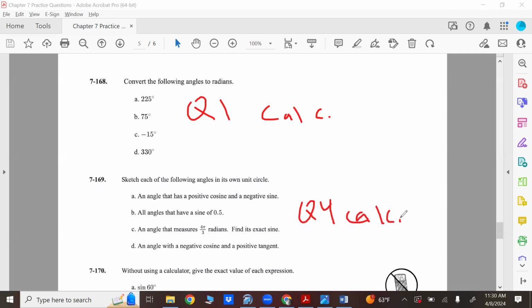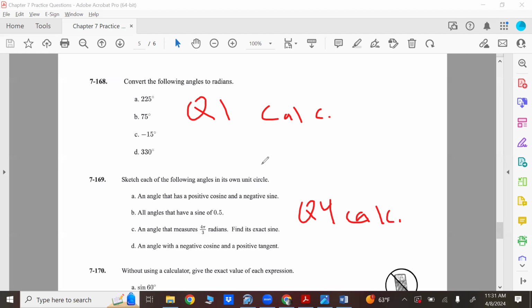I think Hunter, you're asking about that, right? About this question here, 169. Oh yeah. So this is like question 4 in the calc section. Basically, you have to just sketch it, right? For example, if you have a positive cosine, cosine is x and sine is y, right? X is positive, y is negative. Or here, the sine is 0.5. Sine is y, right? Where's y positive? Which quadrants? 1 and 2, right? Exactly.